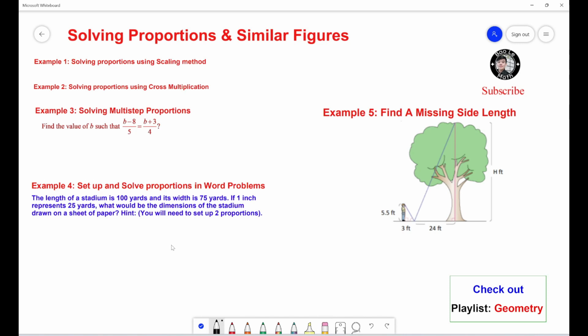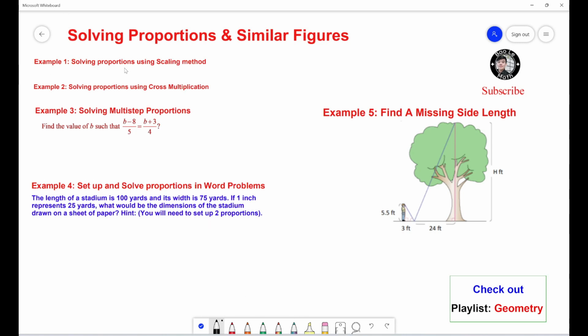Hello everyone. In this video, we're going to learn how to solve proportions and find the missing side lengths in two similar figures. Before we start, let's pause the video and give it a try. Okay, let's get started.